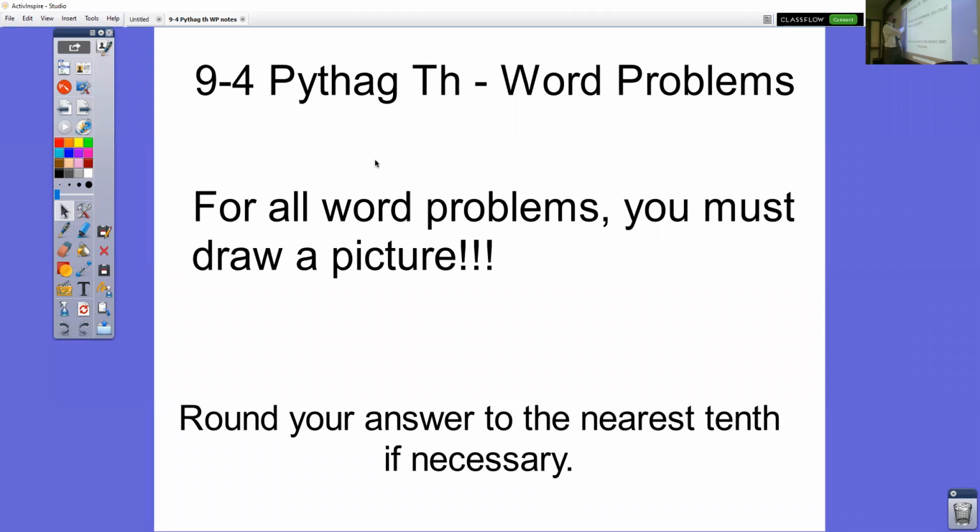Because we're dealing with the Pythagorean Theorem, you are still using the same formula that we use in every question in the entire chapter. A squared plus b squared equals c squared. About half of your questions you'll have to round to the nearest tenth. If you get a big long decimal, the other ones will be nice, neat whole numbers.